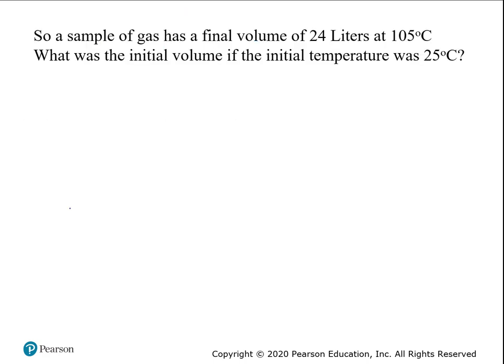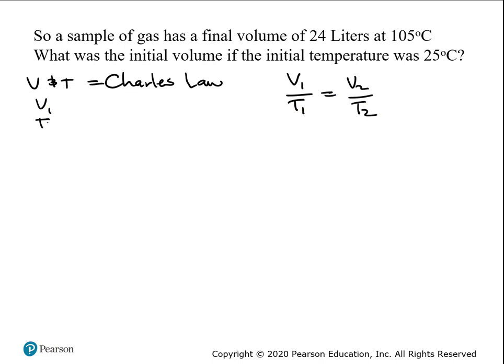Okay, so let's read this problem. A sample of gas has a final volume of 24 liters at 105 degrees Celsius. So if you see liters, you know liters is volume. And you see degrees Celsius, you know that that is temperature, right? So if you see temperature and you see volume, then you know it's going to be Charles's law. So that means that I need V1 over T1 equals V2 over T2. And I need to know what is V1, what is T1, what is V2, what is T2.